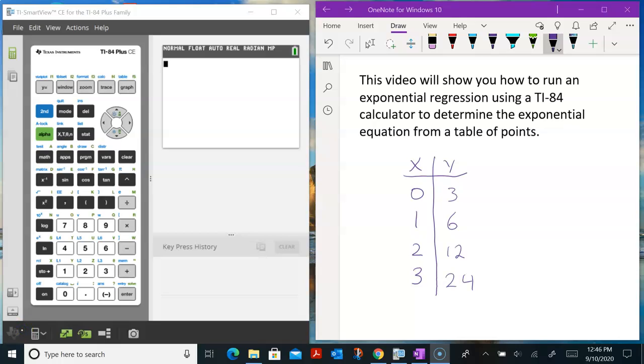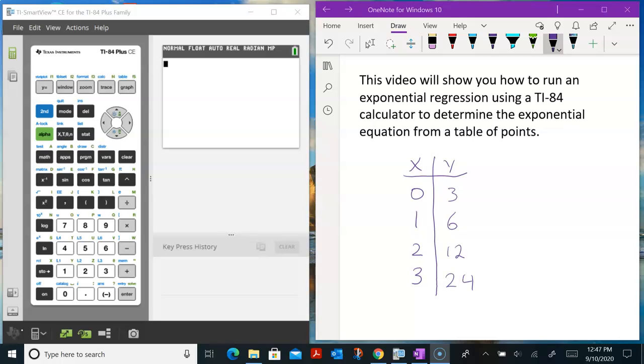This video will show you how to run an exponential regression using a TI-84 calculator to determine the exponential equation from a table of points. Now, before we learn how to run an exponential regression, let's make sure that the points here are exponential in nature and not either linear or quadratic.